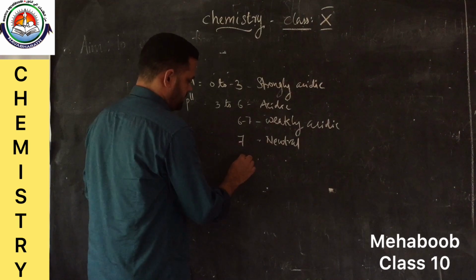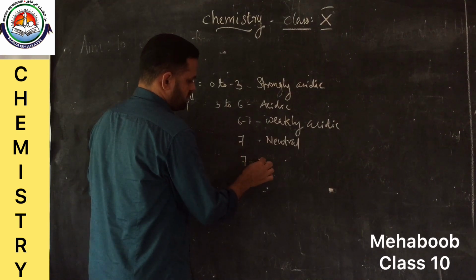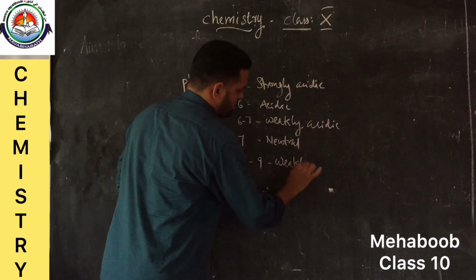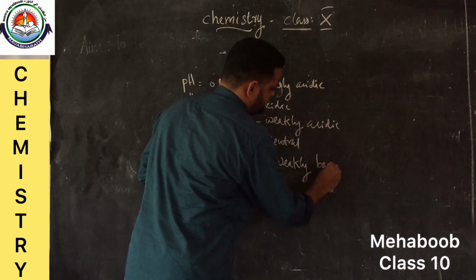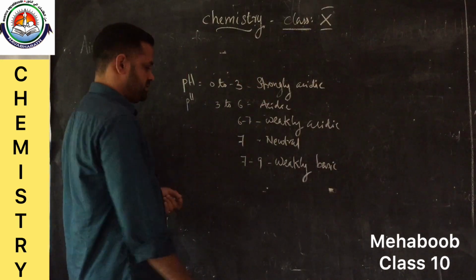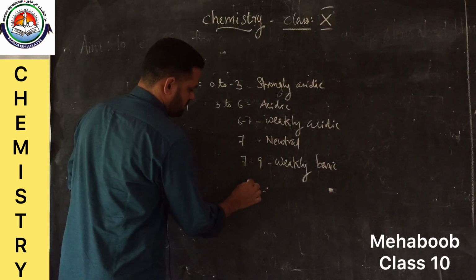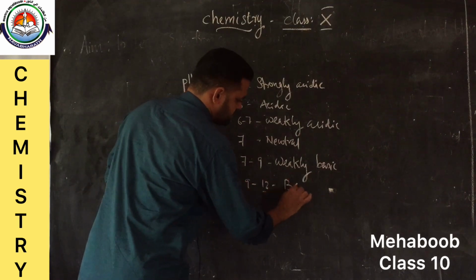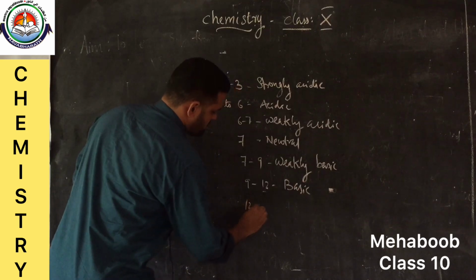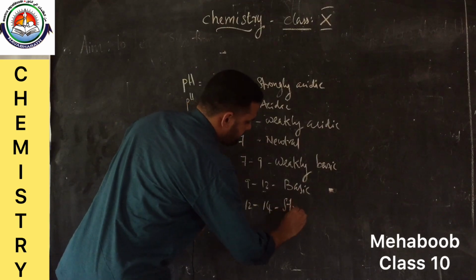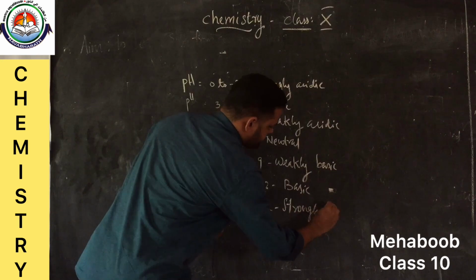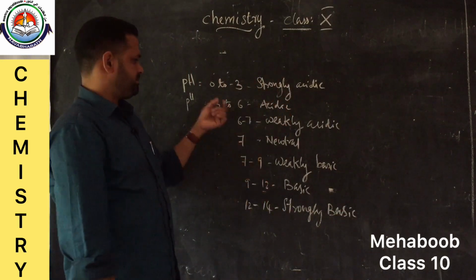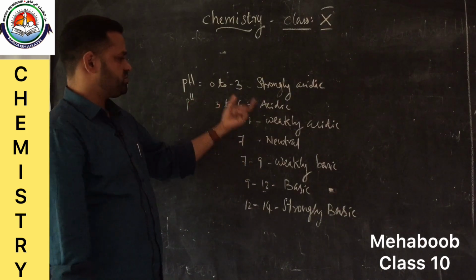And if the value of pH is 7 to 9, it is weakly basic in nature. And the value 9 to 12, it is basic in nature. And if it is 12 to 14, it is strongly basic in nature. So this is the value of pH in different solutions.